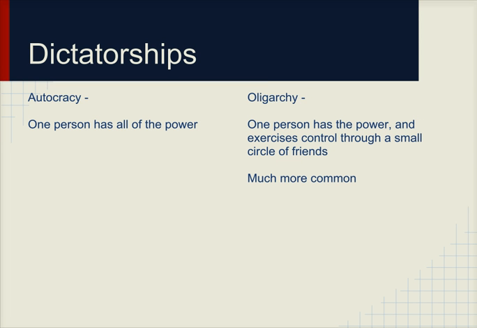Then we move on to dictatorships. There is basically one common theme behind a dictatorship, and that is one group of people or one person has all the power and everyone else just has to deal with it. Typically when we think of a dictatorship, we think of an autocracy. This is where one person has all the power. But typically what really happens is what's called an oligarchy. One person has the power and exercises control through a small circle of friends, a council, and this is much more common.